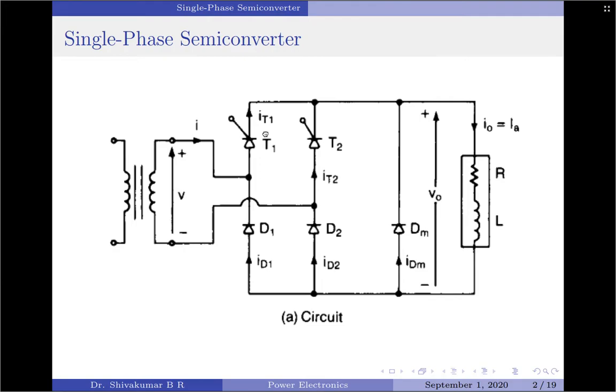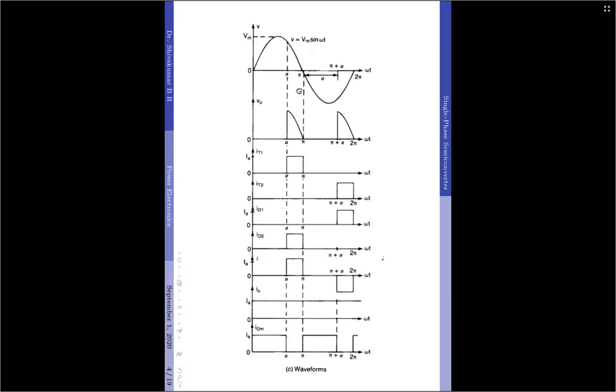Right. During the period from pi to pi plus alpha, that is at the end of the positive half cycle, at the beginning of the negative half cycle, please note the load is inductive. So what will happen from pi till pi plus alpha? We will look at the diagrams first for more clarification. So this is what actually is happening.